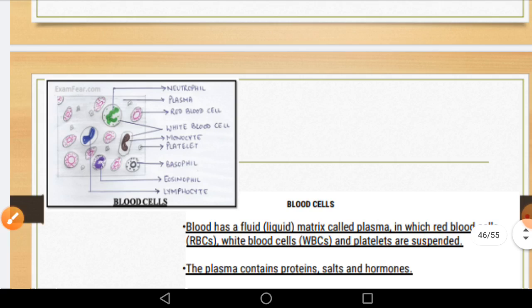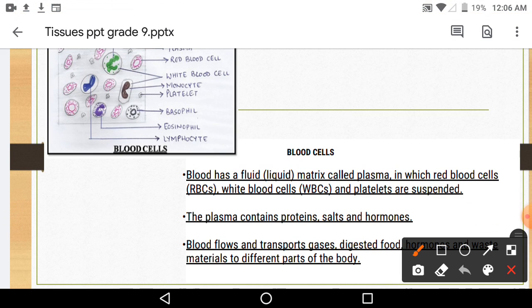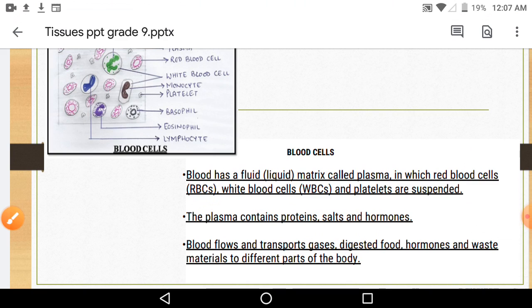Next, after the cartilage, we have the blood cells. Blood has a fluid matrix called plasma, in which red blood cells, white blood cells, and platelets are suspended. The plasma contains proteins, salts, and hormones. Blood flows and transports gases, digestive food, hormones, and waste material to different parts of the body. So it helps in transportation of various materials, digested food, and hormones to different parts of the body.